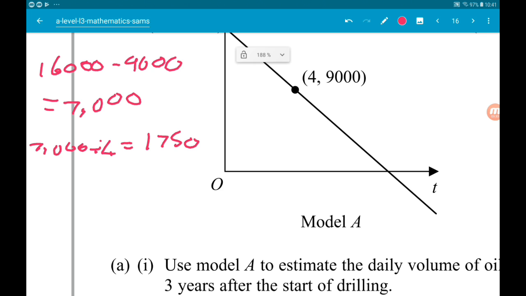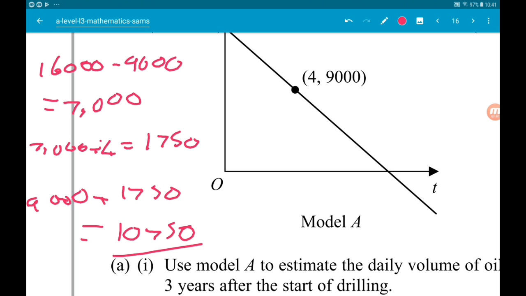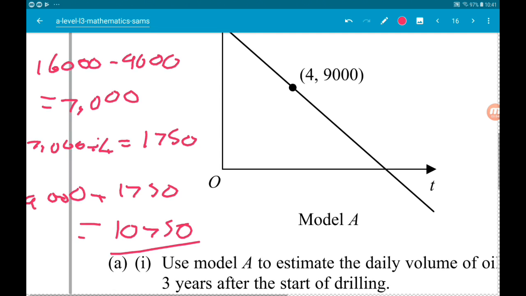So 9,000 and 1,750 is 10,750. So that's the answer to part A, part 1.